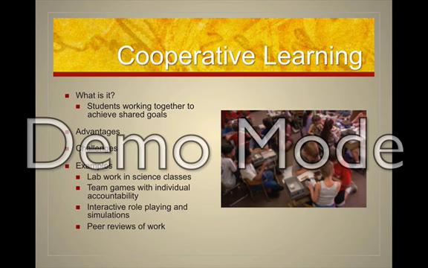So some examples of this: lab work in science classes is an example of cooperative learning, team games with individual accountability, interactive role-playing and simulations, and peer reviews of work are all examples of cooperative learning.